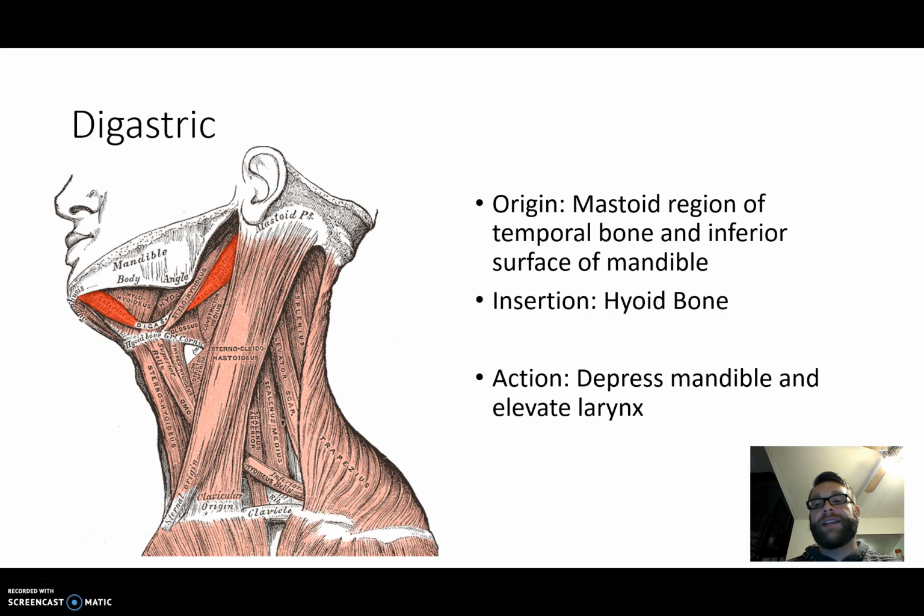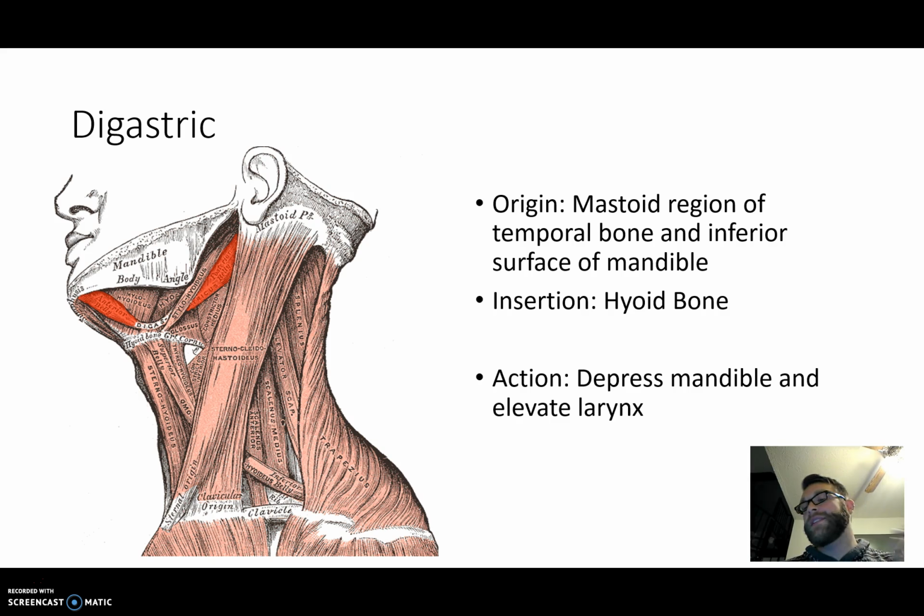All right, the next muscle is the digastric. In cats, it's a lot bigger than it is in humans. When we do the cat dissection, you'll see that. But the digastric is very important because its main job is to help with chewing as well as speaking. It also assists with breathing. So the digastric is below your chin. Its origin point is on the mastoid region of the temporal bone and the inferior surface of the mandible.